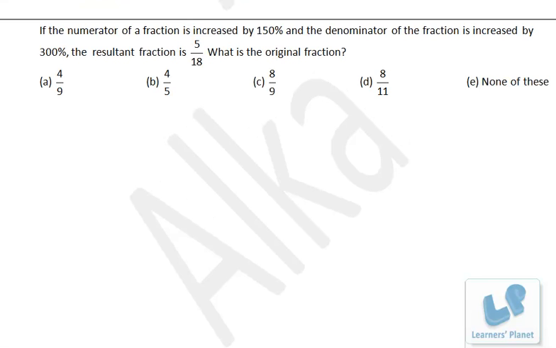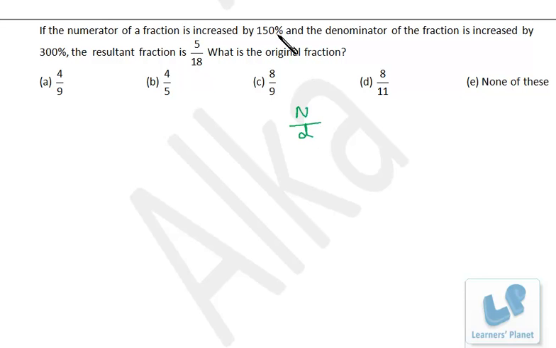Now let's try this problem. If the numerator of a fraction is increased by 150% and the denominator of the fraction is increased by 300%, the resultant fraction is this. What is the original fraction? You can go by the options as well, and you can go from the question as well. I assume this is numerator by denominator.